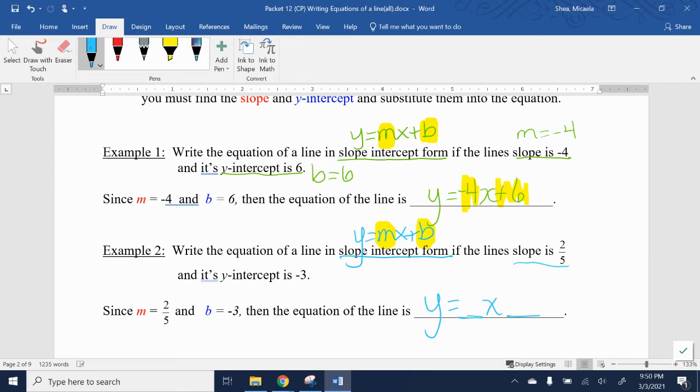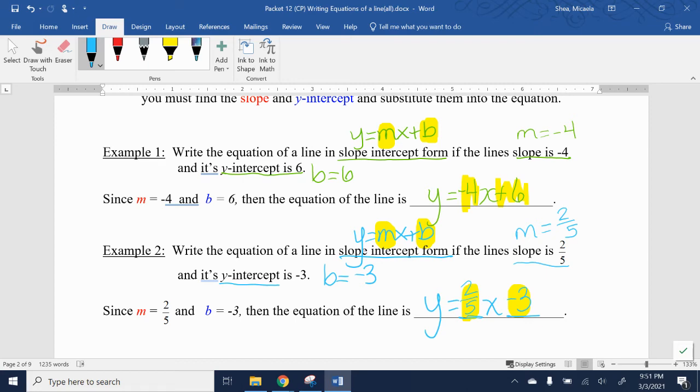Slope is 2/5. So that means that m is equal to 2 over 5. And its y-intercept is negative 3. What variable are we using for y-intercept? Right, we're using b, so this is going to be b equals -3. Once I know my m and my b, I can plug them into the appropriate positions. So 2/5 is going to go in place of m, and -3 is going to go in place of b.